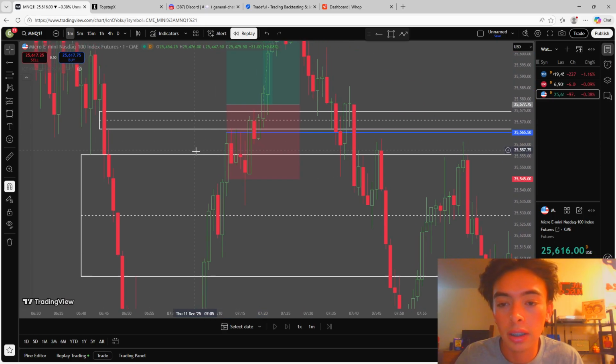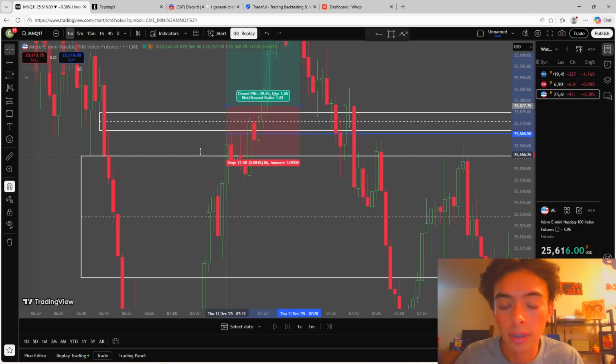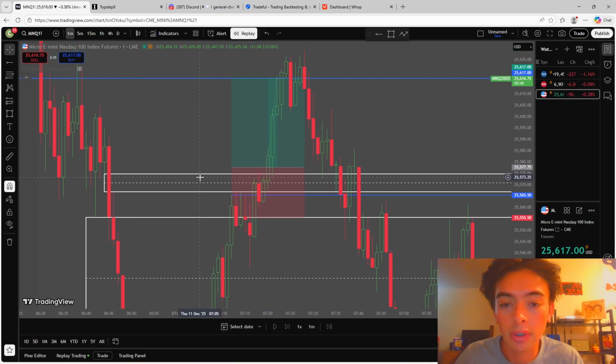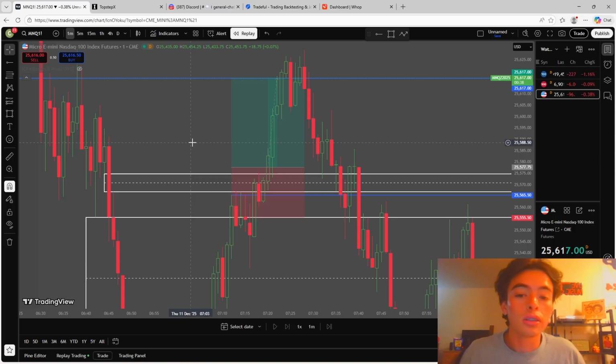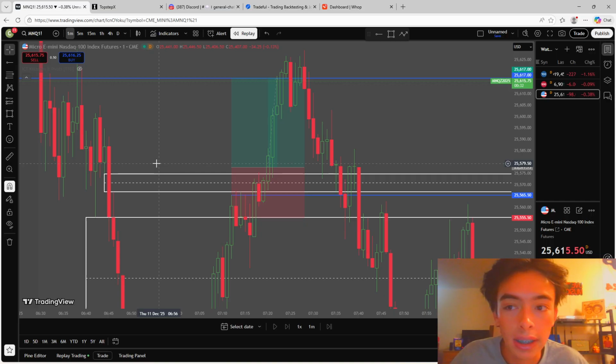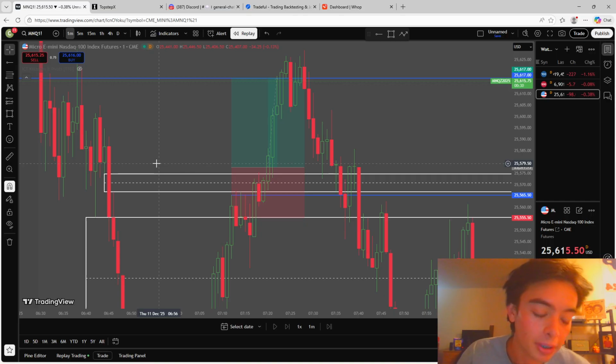Again, I targeted the midpoint of this fair value gap, and I had a pretty tight stop loss. Where was my stop loss? I think my stop loss was just this gap. So honestly, very simple trade. Very easy day today, but that's exactly how I made that much money today trading NQ futures.